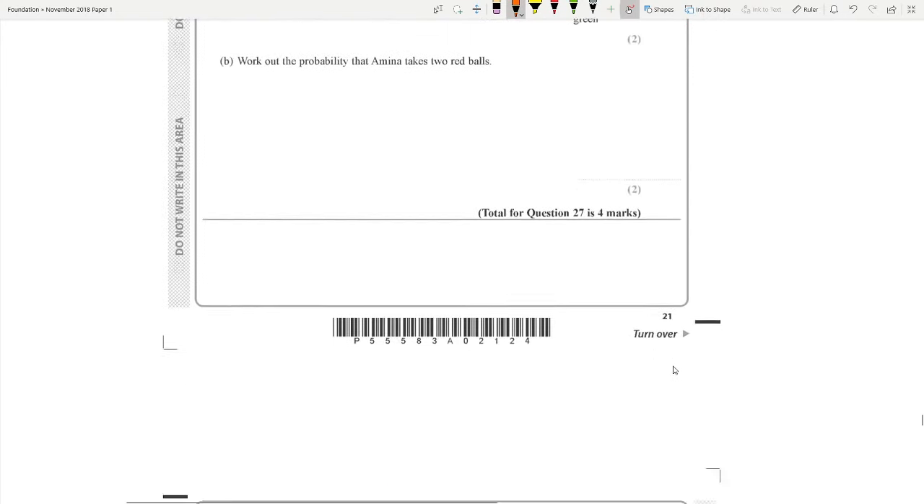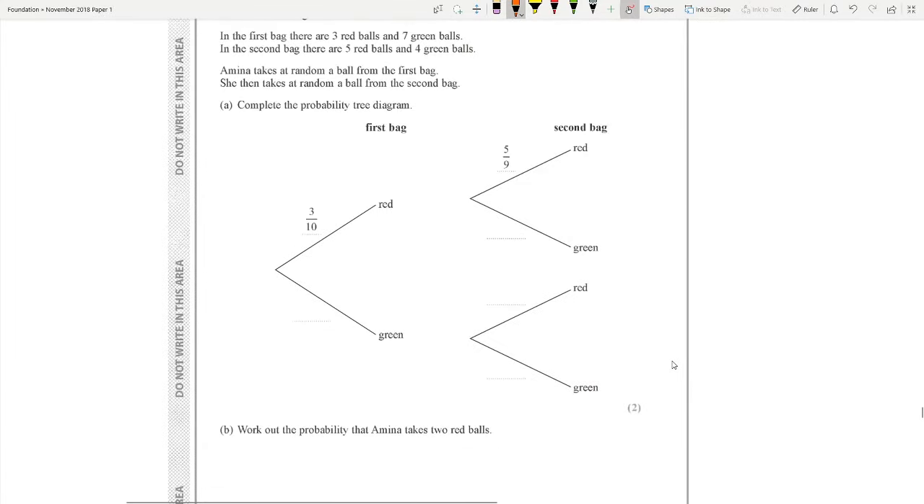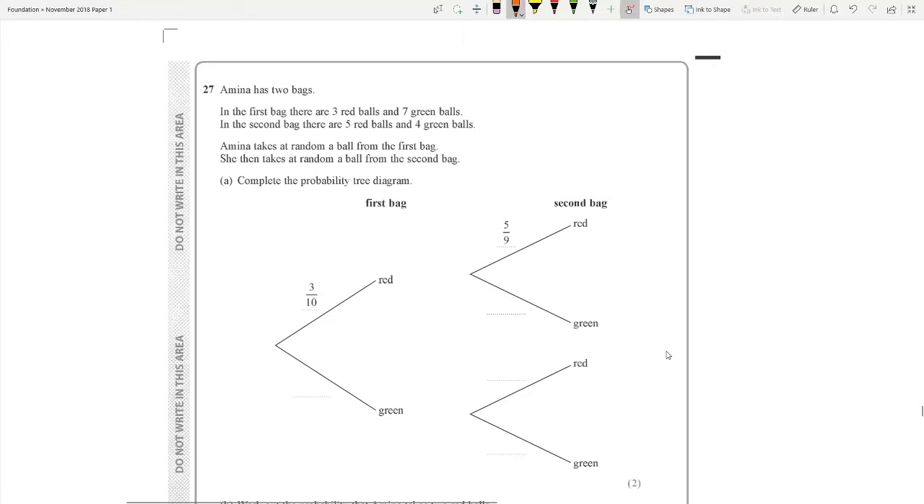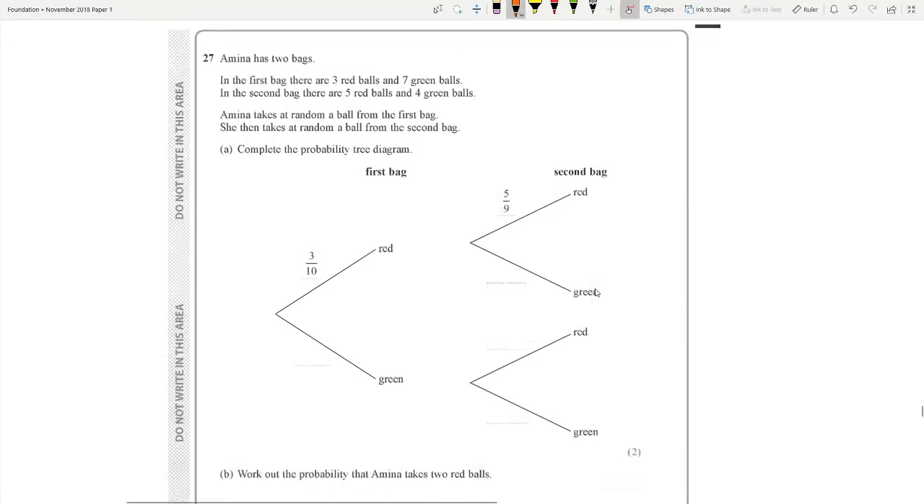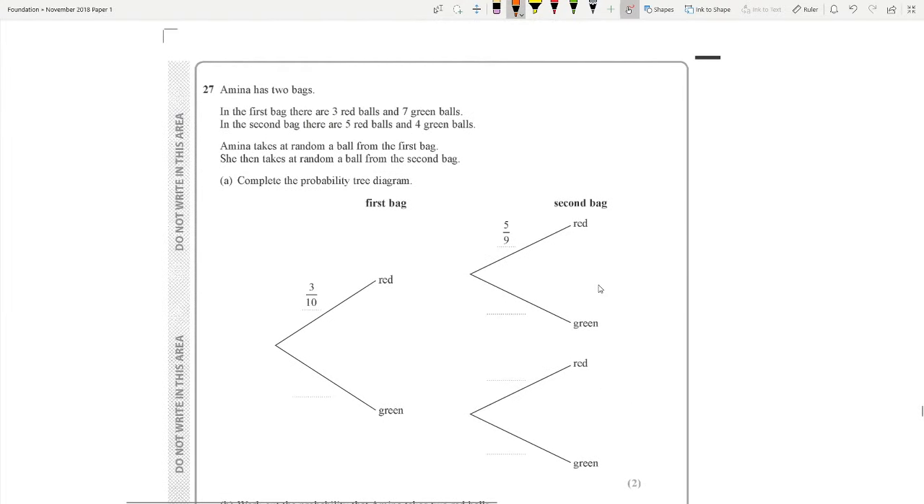Question 27 and 28. There are 2 more questions left. These 2 are actually not that difficult. The most difficult questions are finished. We've just got the last 2 left. So Amina has 2 bags. First bag, 3 red balls and 7 green. In the second bag there are 5 red balls and 4 green balls. Amina takes at random a ball from the first bag. She then takes at random a ball from the second.